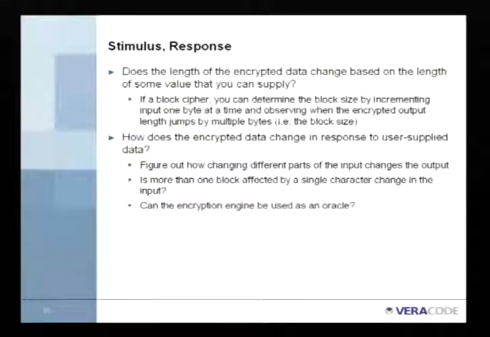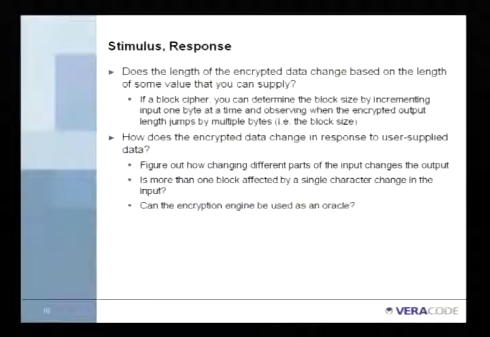Now, as opposed to the passive things that we were talking about before, these are more of the active things that you can do with regard to the token to try and understand what's going on. So does the length of the encrypted data change based on the length of some value that you can supply? The very common example in a web application: let's say there's some piece of data in, say, your profile information that you control that is somehow, for whatever reason, stored in a cookie.